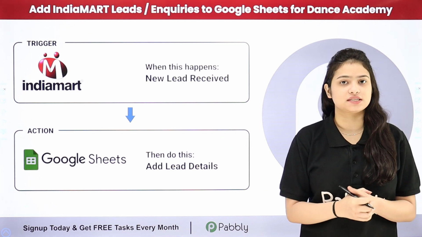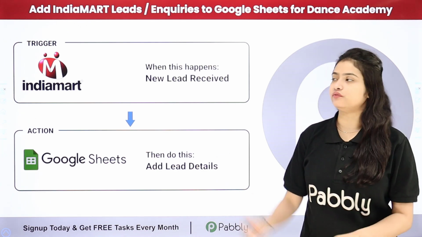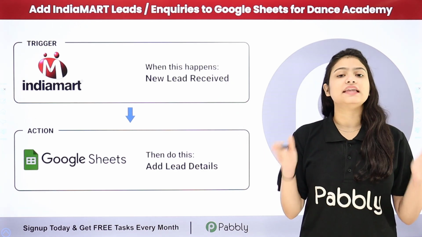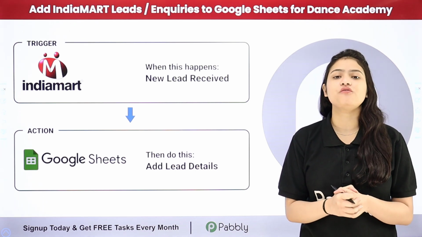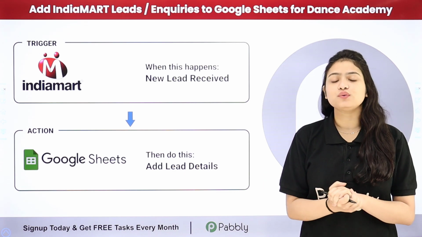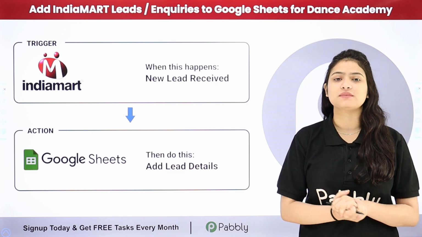in my Google Sheets. Now, to automate this entire process, we will have to set up the connection between IndiaMART and Google Sheets, and that we are going to do without any coding and any programming skills, simply with the help of Pabbly Connect. So if you also want to learn this amazing automation for your business step by step, for that you have to come towards my screen.